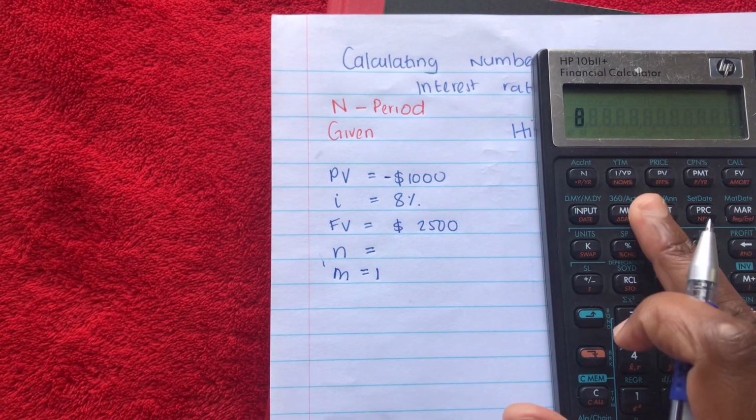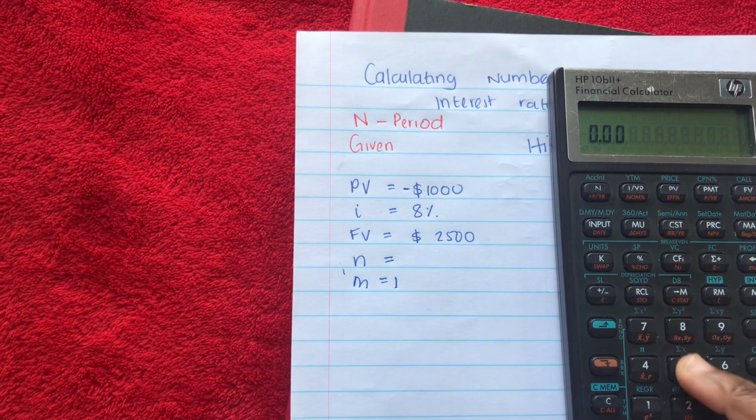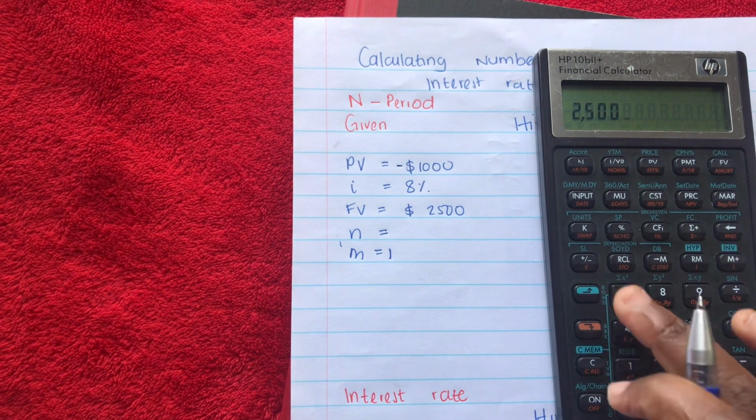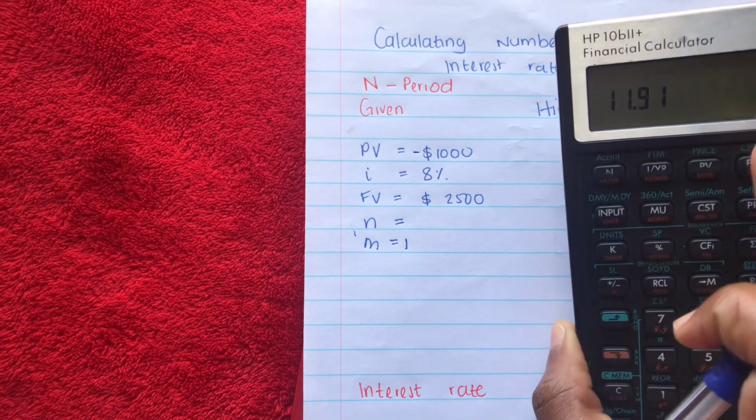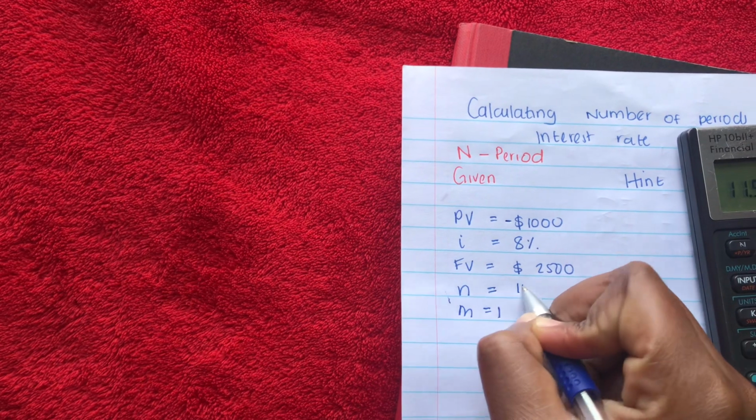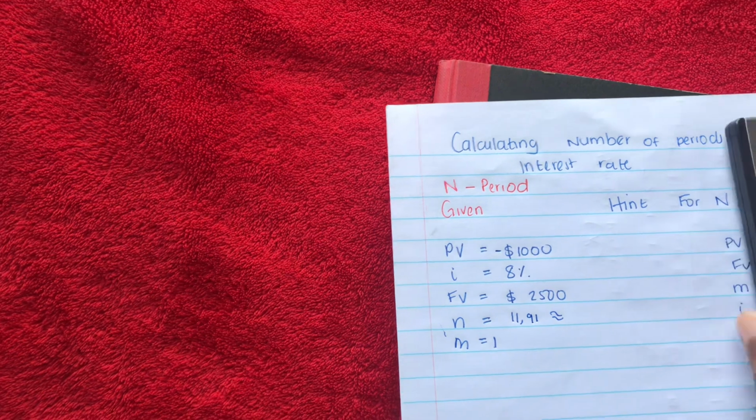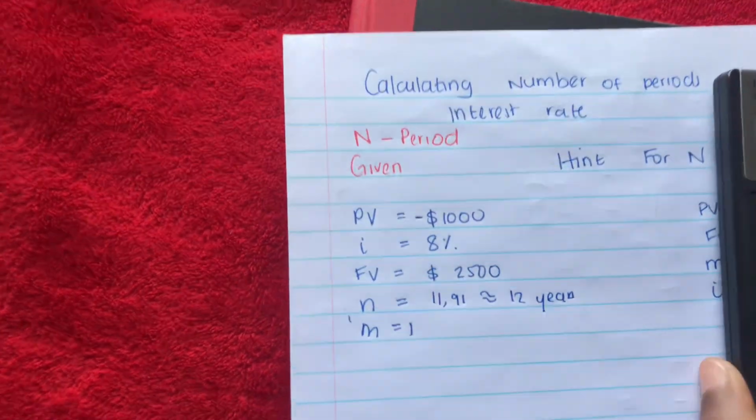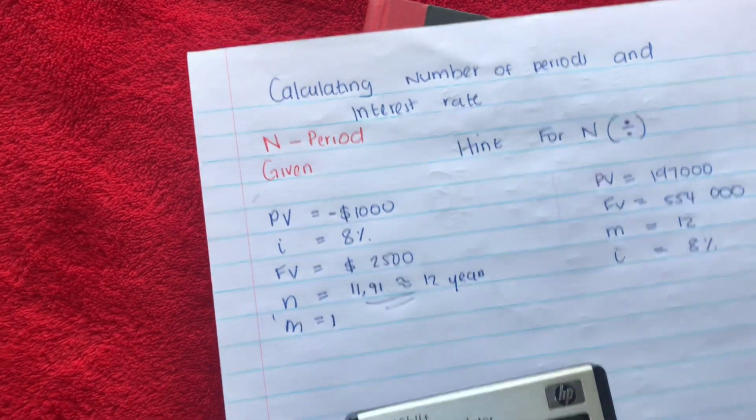Then we say 8 is our interest, and 2.5 is our future value, and then we find our N. Our N is 11.91. So we round it off because the number of years is 12 years. So we have found our N here. Then we move into this question.